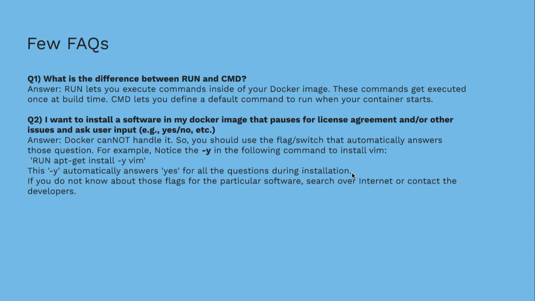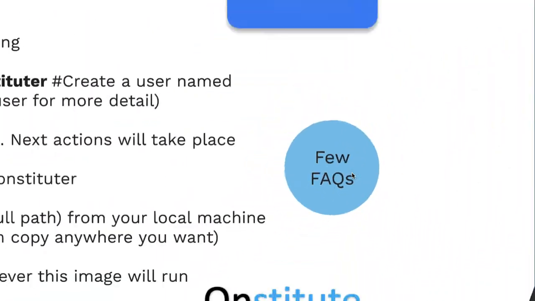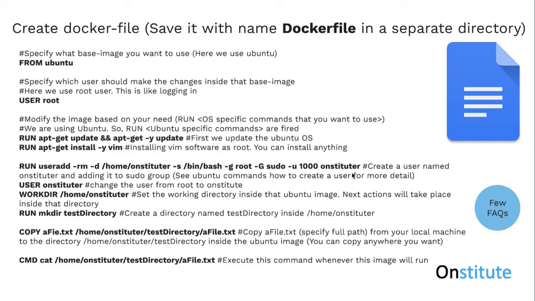If you do not know about those flags for your particular software, then you have to search over the internet, or if it is not available, then contact the developers of that software. So that is about the Dockerfile. For the best experience, just write down this file by yourself on your machine to get some confidence in working with Dockerfile.